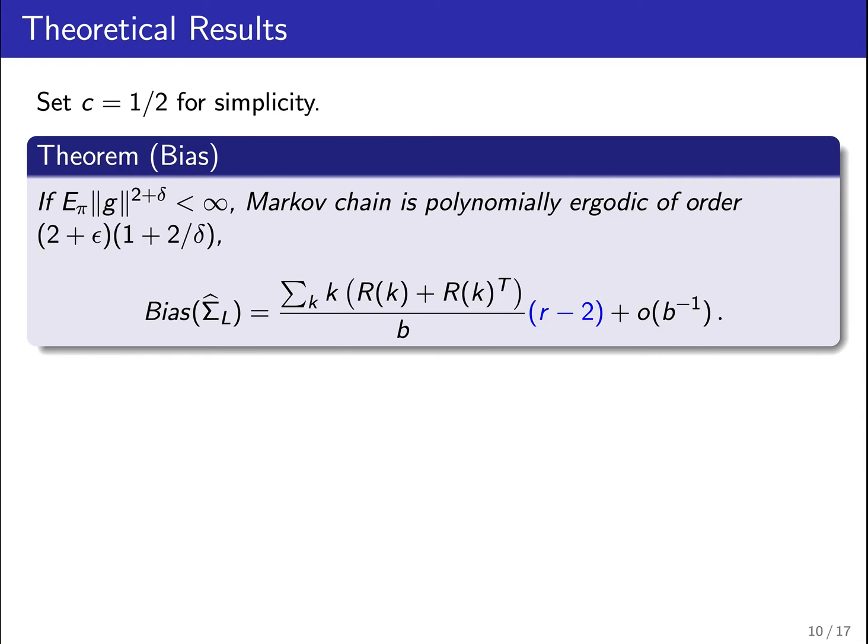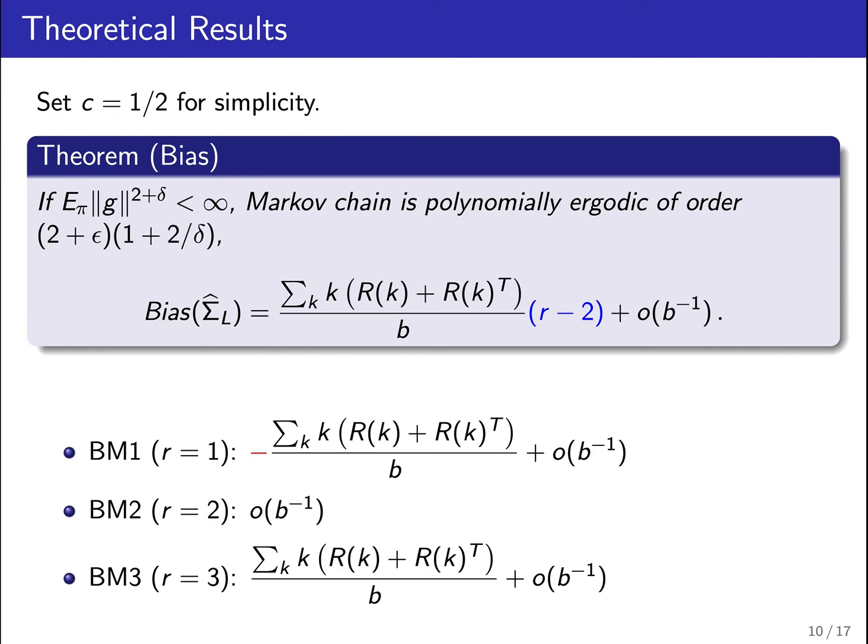So the first is the bias result. If we assume that the right number of moments exist, which is standard, and that the Markov chain is polynomially ergodic, then I can write down that the bias of the Lugsail batch means estimator is R minus 2. That's the term coming from the choice of R, times this particular quantity over here. In the numerator you have an infinite sum over k of k times the lag covariance matrix Rk plus Rk transpose, plus a small order bias term that is typically negative.